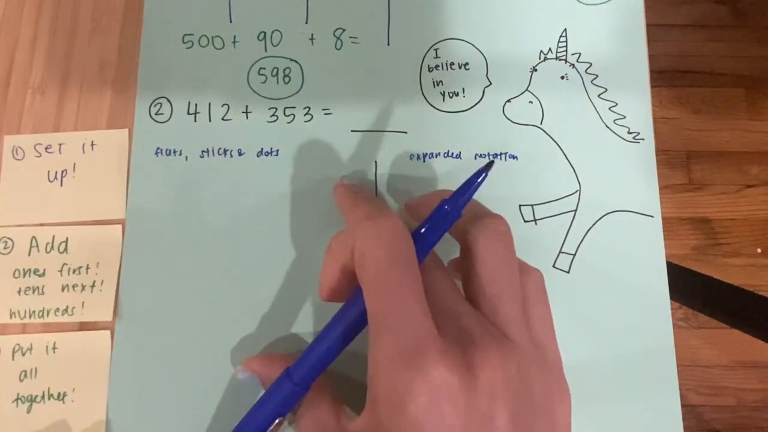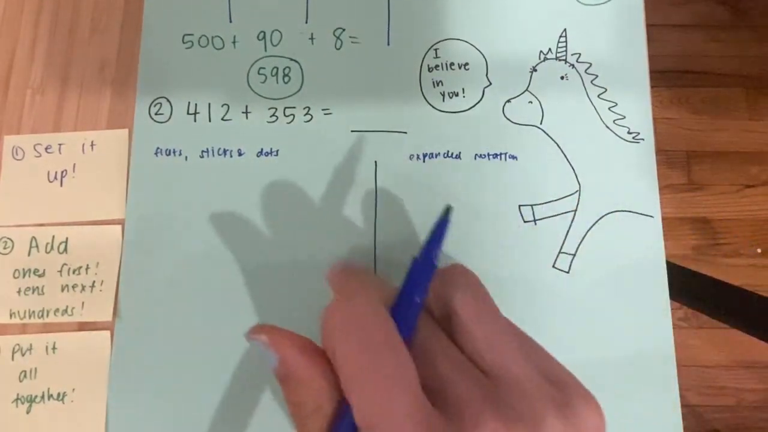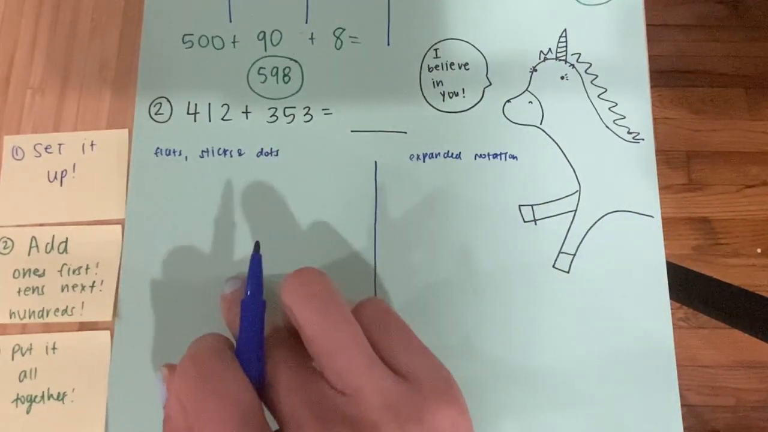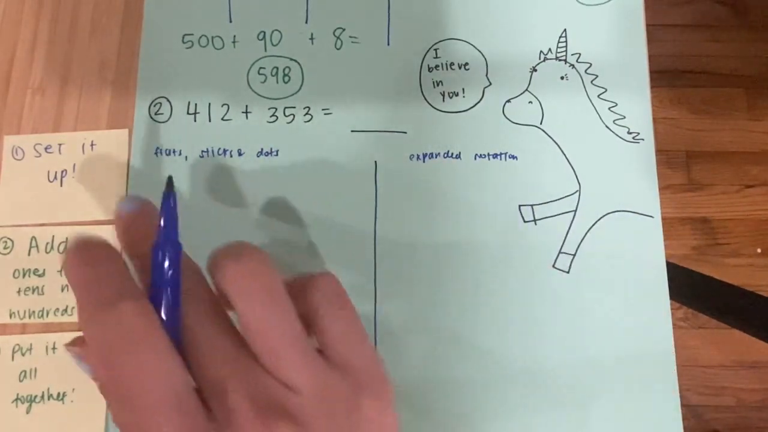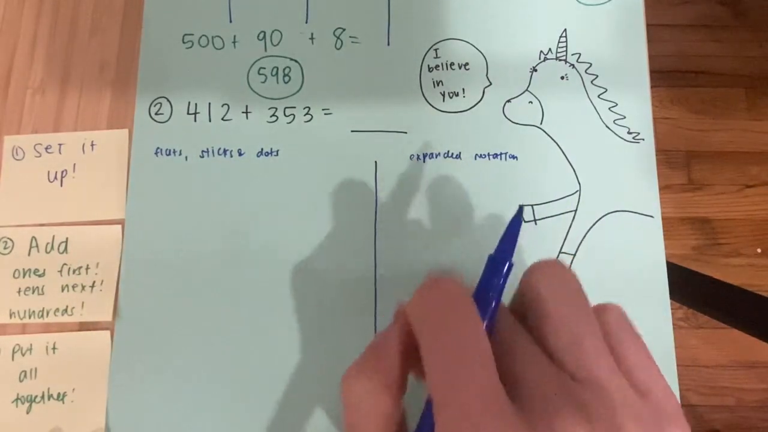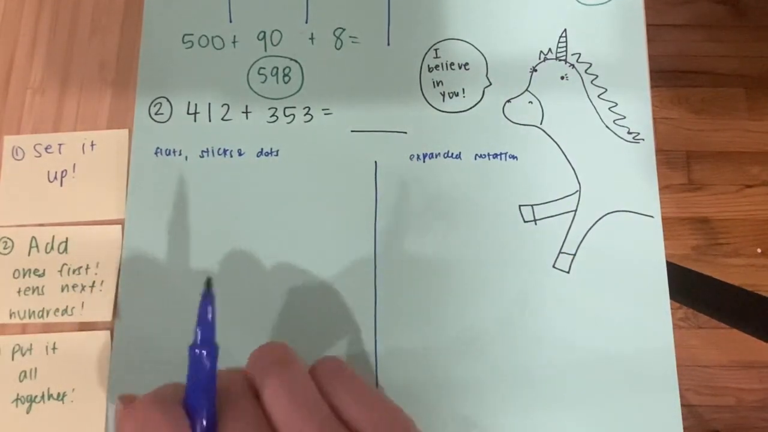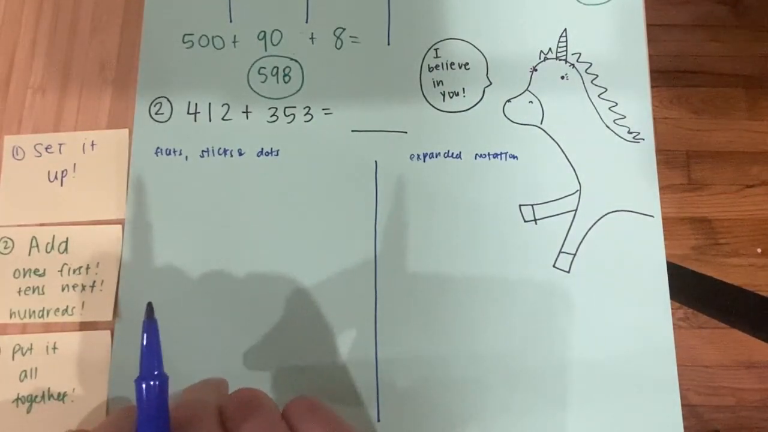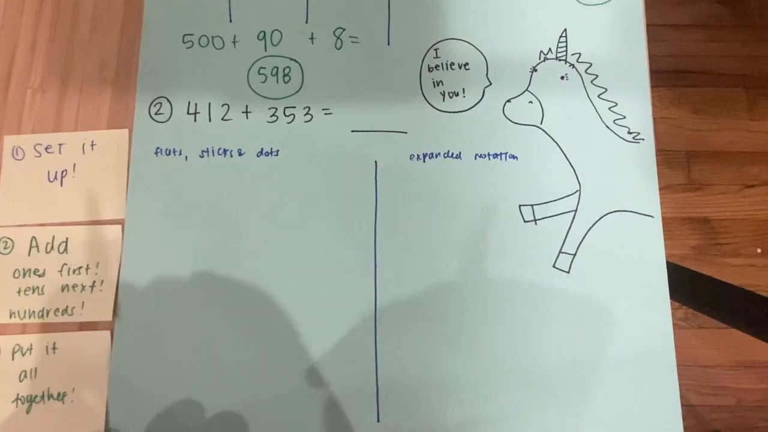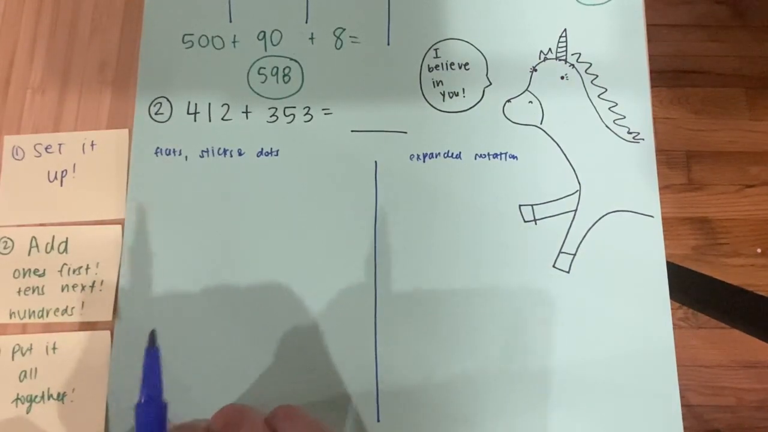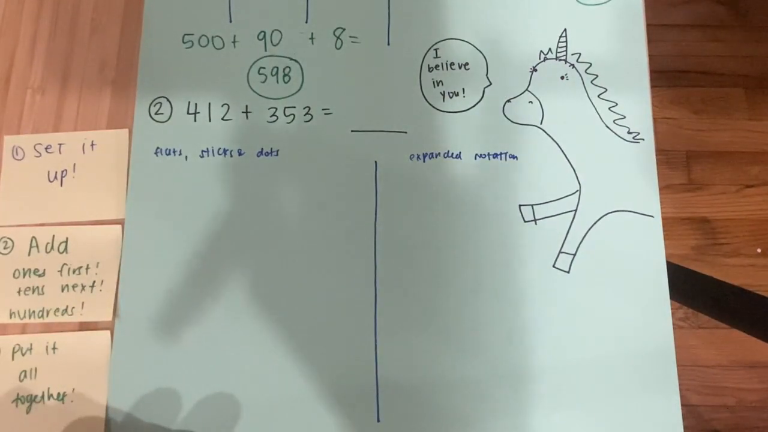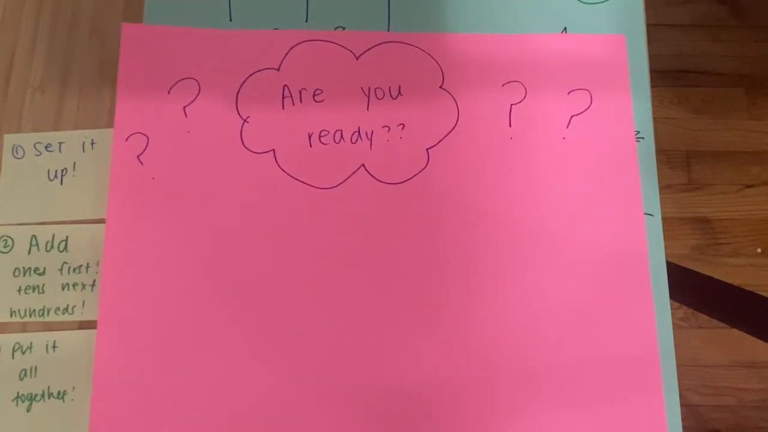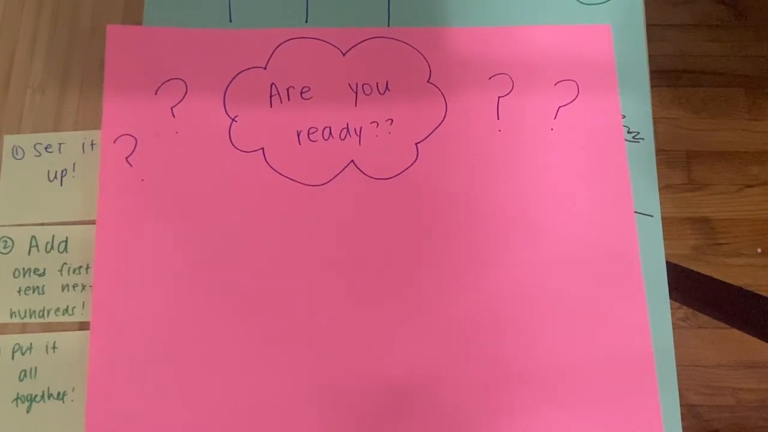I want you to do it just like Miss Kim did, where I set everything up first, set up flat sticks and dots, set up expanded notation, and then I added my ones first here, added my ones first here, added my tens next here, added my tens next here, added my hundreds next here, and added my hundreds next here, okay? I want you to try it on your own first. So press pause and solve it on your own paper, then press play when you're ready to see the answer. Are you ready? Only keep playing if you're ready to see the answer.